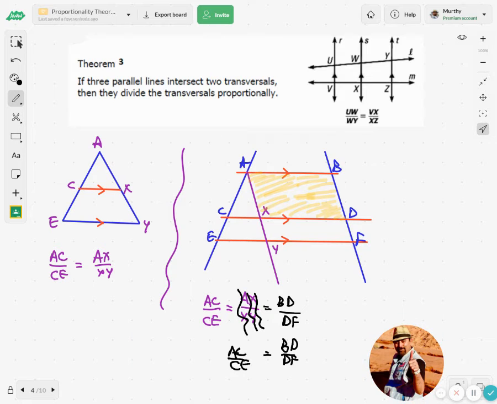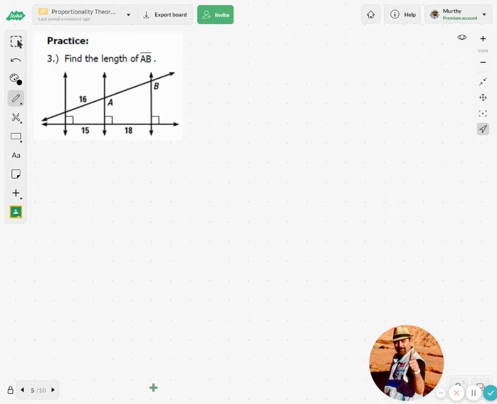Which means when three parallel lines are drawn and they are intersected by two transversals, then these sides are proportional, which means AC over CE equals BD over DF. Okay, so let's do some questions based on this theorem.